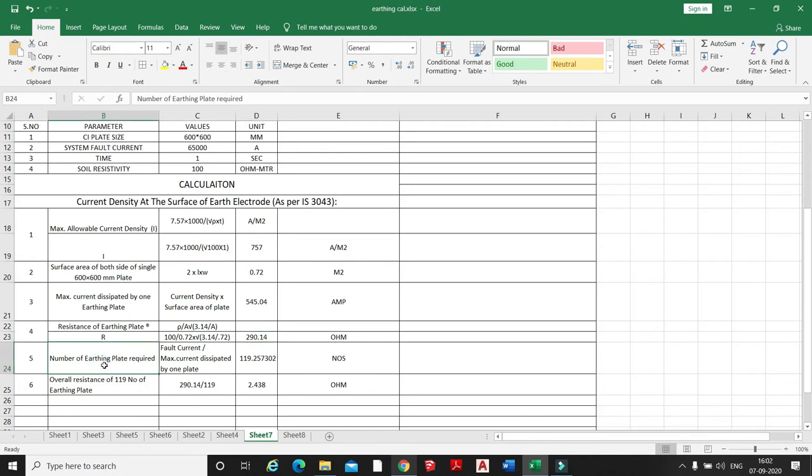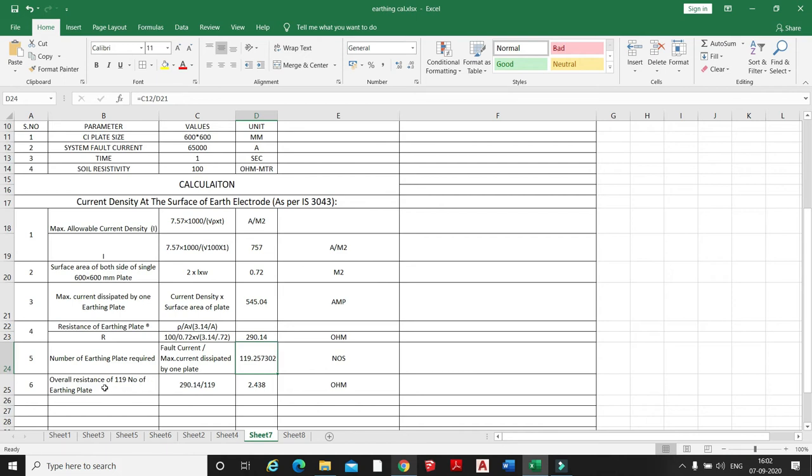How do we calculate the number of earthing plates required? It is the fault current divided by the maximum current dissipated by one plate. The fault current is 65,000 ampere, and the maximum current dissipated by one earth plate is 545 ampere. When you divide, you will get the number of earthing plates, which is 119 nos.